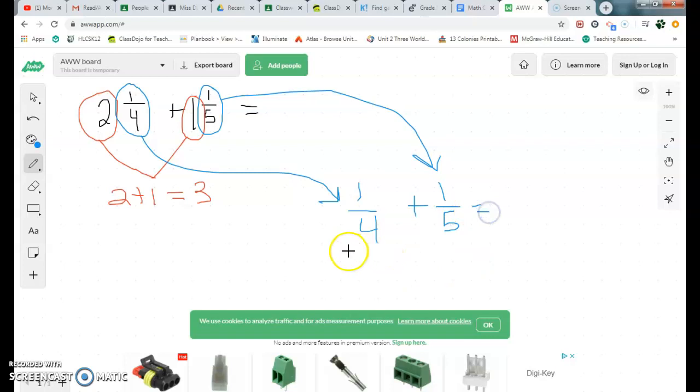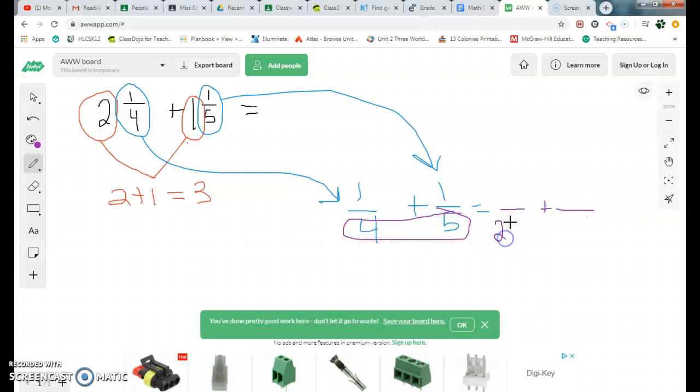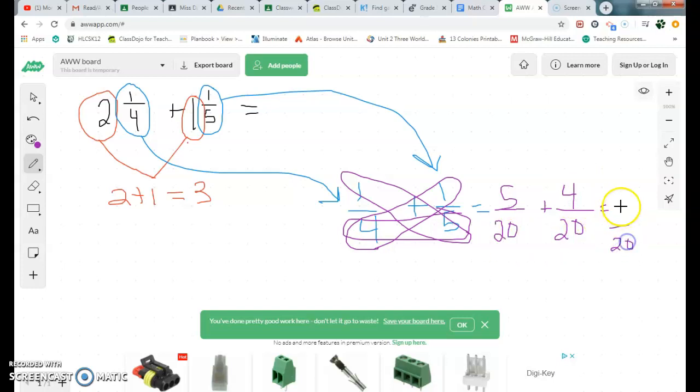Now, in order to add those, I do have to do butterfly method because I have unlike denominators. So I'm going to start with the butt of my butterfly, and that's going to get me 20. Okay, 5 times 4 is 20. Then I'm going to do the left wing of my butterfly. So 5 times 1 is 5. My right wing of my butterfly, 4 times 1 is 4. Now I have common denominator of 20. And 4 plus 5 is going to give me 9. I cannot reduce 9/20. That is as small as it can go.